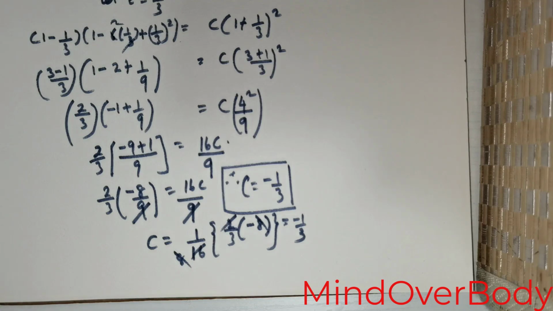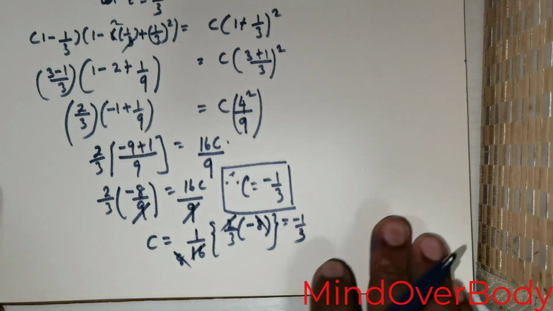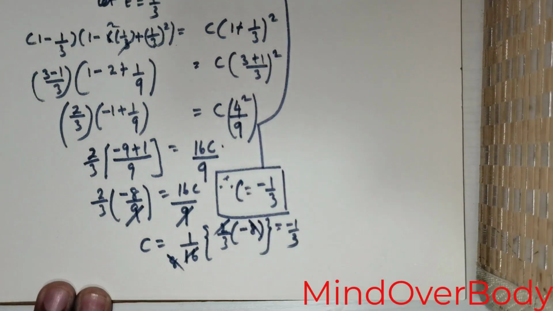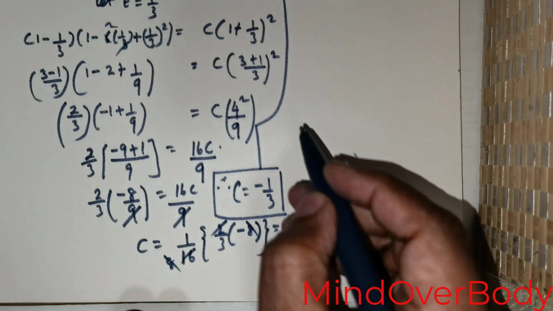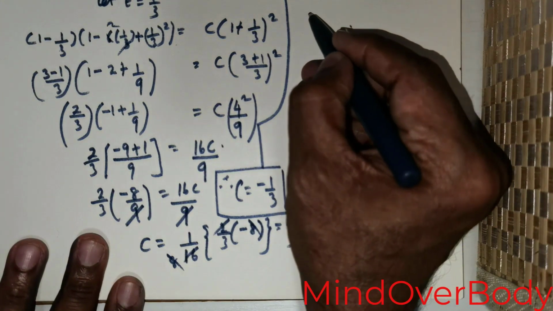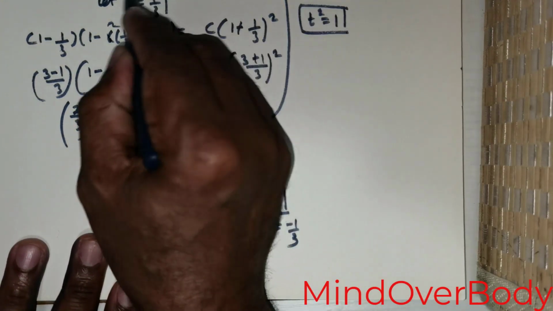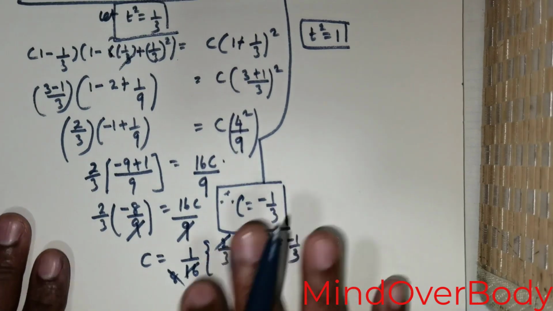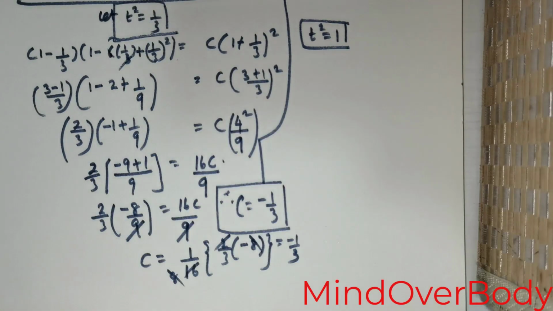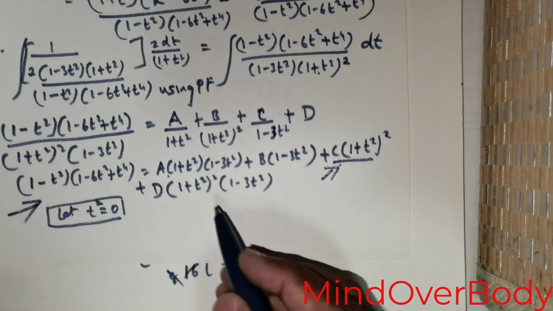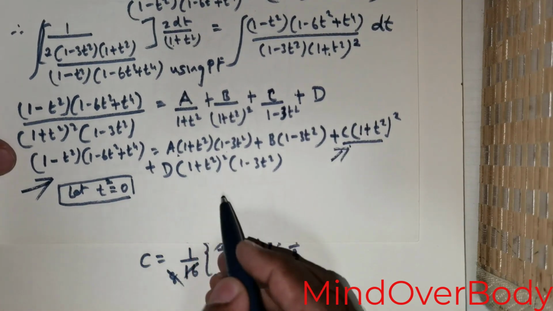Now having obtained this, we need to make one more substitution. That substitution is for obtaining the value of b. So we have to take this substitution: t squared is equal to 1. So let us substitute t squared is equal to 1 over here.